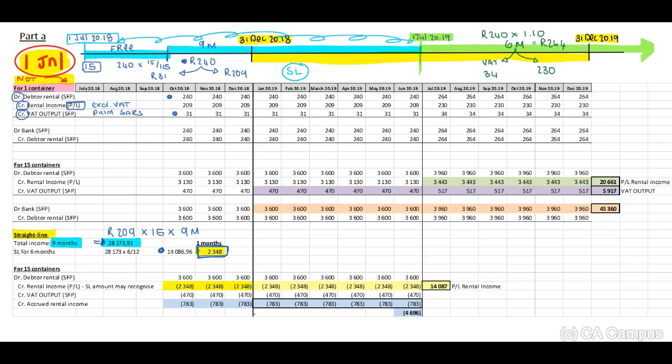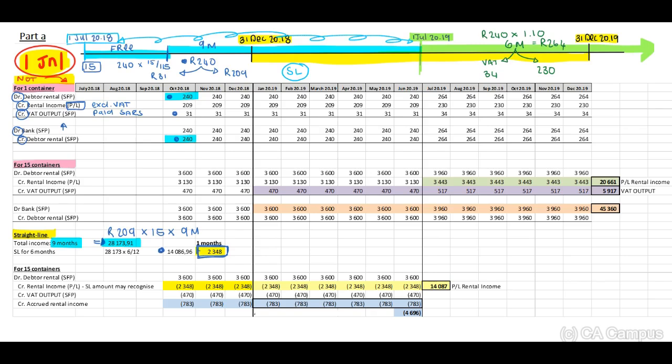Okay? Then, at the end of the month, they receive the income. Debit bank, increase in bank. Credit the rental, the 240. Therefore, this will now be 0. You're with me. Okay? If we look at this for the 15 containers, exactly the same scenario.